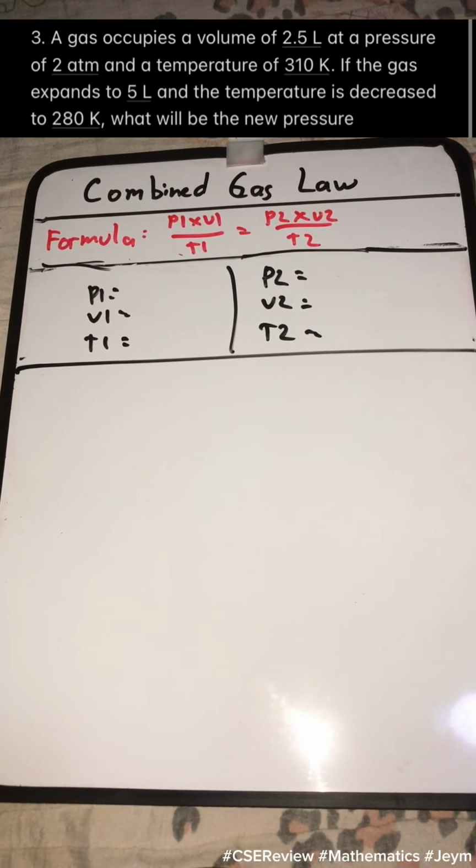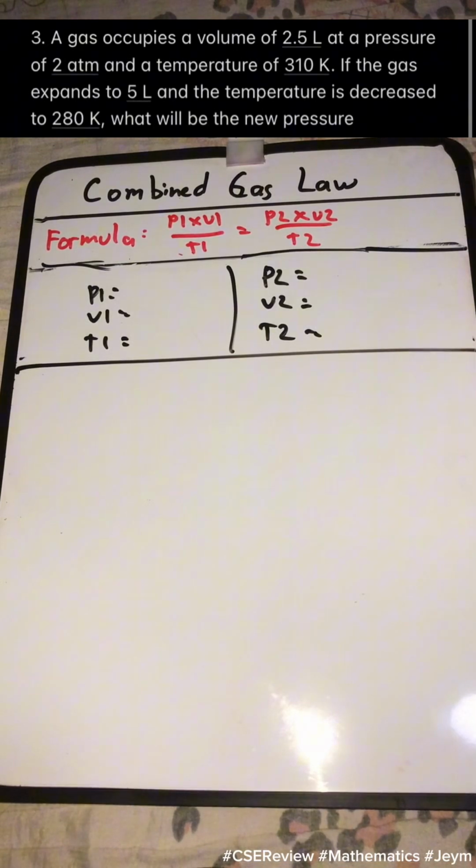A gas occupies a volume of 2.5 liters at a pressure of 2 atmospheric pressure and a temperature of 310 kelvins. If the gas expands to 5 liters and the temperature is decreased to 280 kelvins, what will be the new pressure? So, before we proceed guys, we have to identify first what the variables and their values are. So, let's read the question again.